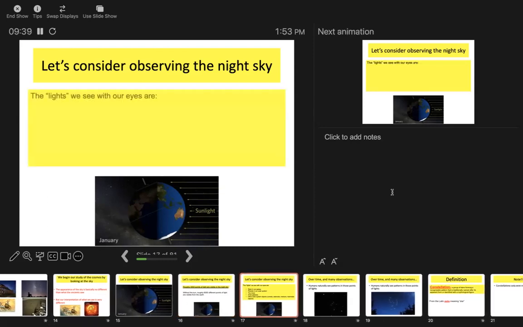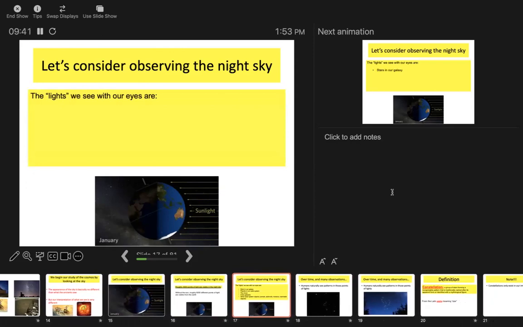All right. The lights that we see with our eyes. Certainly we see the stars of our galaxy. Not all of them. There's hundreds of billions of them. We see the close ones. The glow that you see that we say is the Milky Way is the collection of light of those hundreds of billions of stars. Definitely can see, not all, but some of the planets.